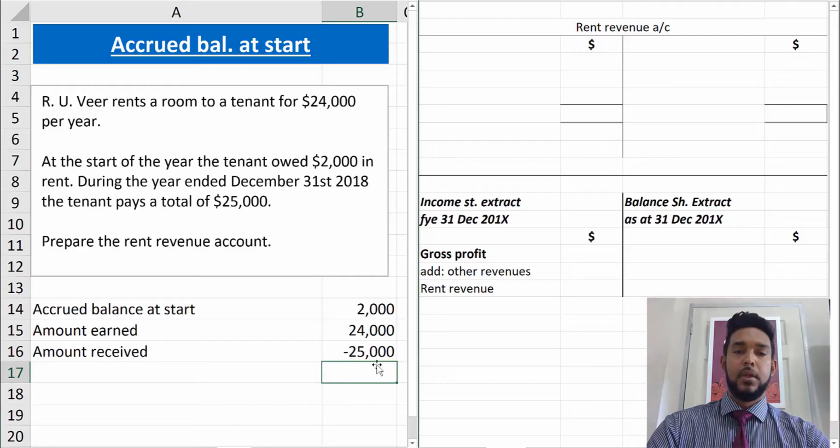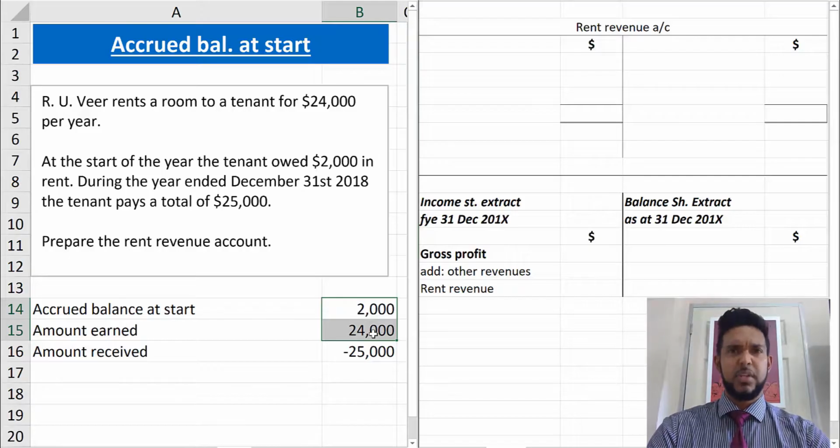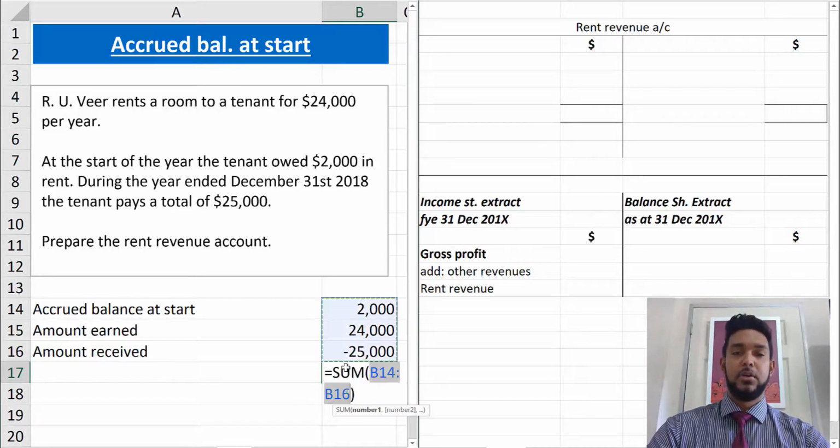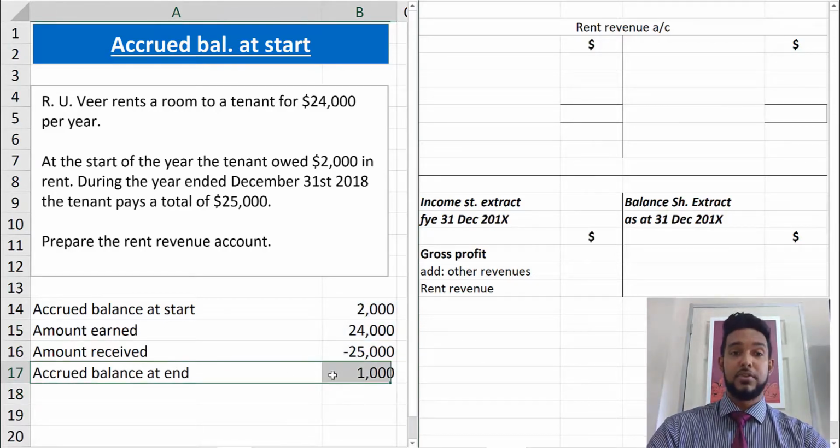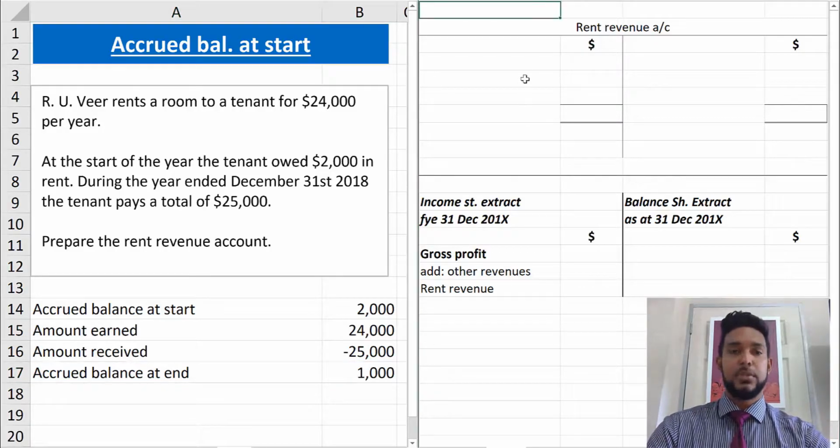All right. Now what's going to happen here, right? So we were supposed to get 2,000 from last year plus 24, which will give us 26 in total. We got 25. Is that enough? No. We're still missing how much? $1,000, right? That's an accrued balance at end. So we know what's going to happen here. Now let's take a look and see what's going to happen.